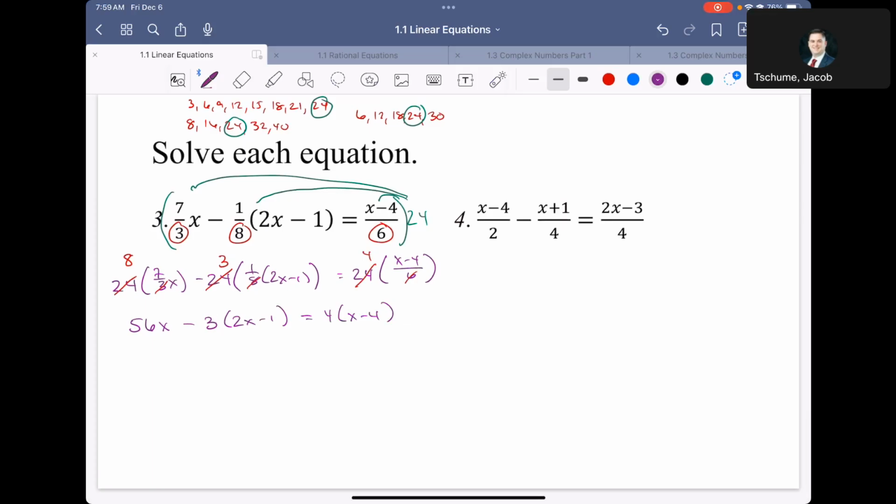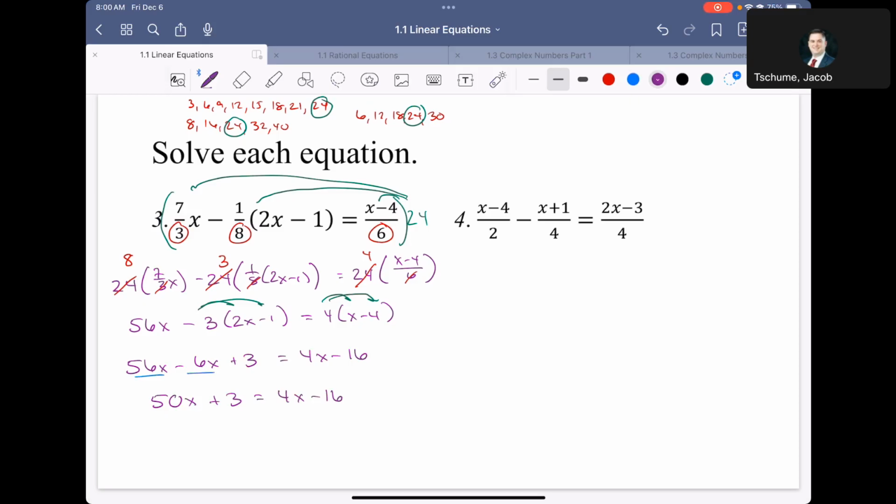Just like going back to problem number 1, you need to distribute those new numbers through the parentheses. So I'm going to take the -3 and multiply it through, and I'm going to take the +4 and multiply it through, which will be 56x minus 6x plus 3 equals 4x minus 16. On the left, I can put these two x terms together. So that would be 50x, because 56 minus 6 is 50, plus 3 equals 4x minus 16.